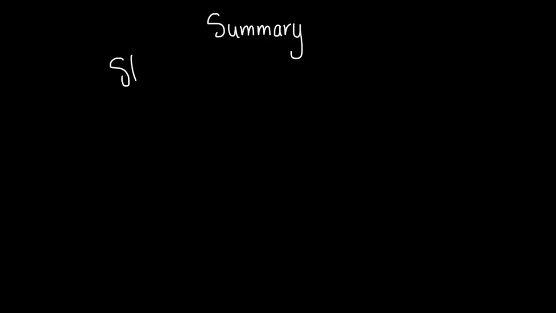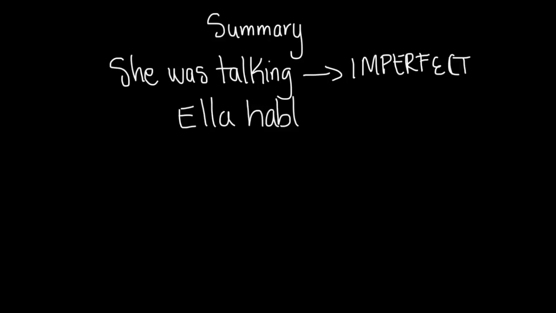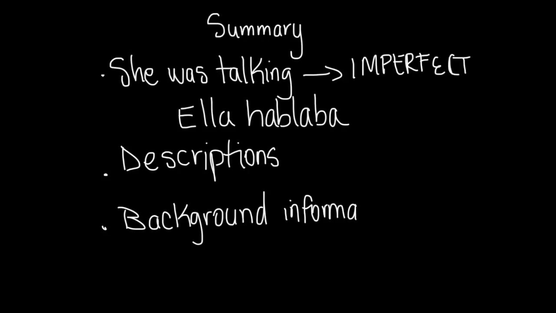So, in summary, we use the imperfect tense in Spanish to express past progressive actions. For example, she was talking. We simply say, ella hablaba. We also use the imperfect tense to give descriptions, whether physical descriptions or personality traits. And the third use is to provide background information about the story.